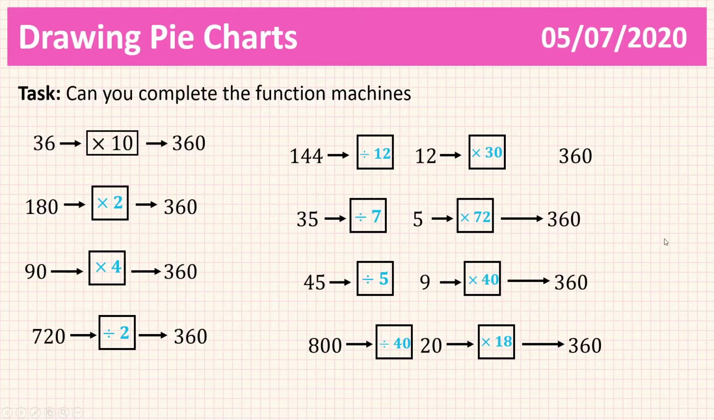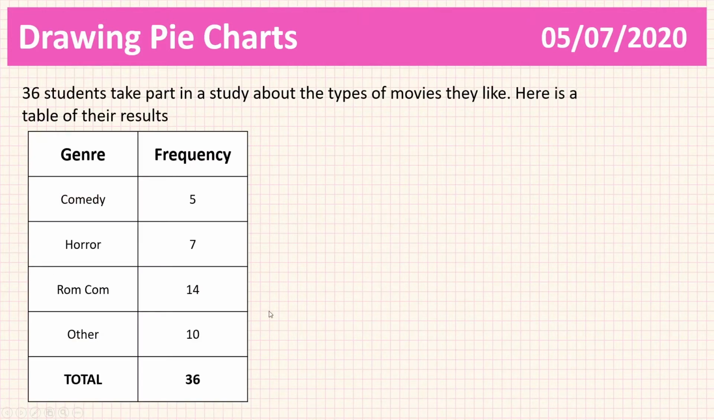Right, so now let's have a look at how we can draw pie charts, because we've got that understanding in our head that we're going to have to work with 360 degrees. Okay, so here is our first question that we're going to work with. We have 36 students and they're taking part in a study about the types of movies they like. And here are the results, and I've got them in a table. So 5 students like comedy, 7 students like horror, 14 students like rom-coms, and 10 students like other genres of movies. And obviously my total is 36.